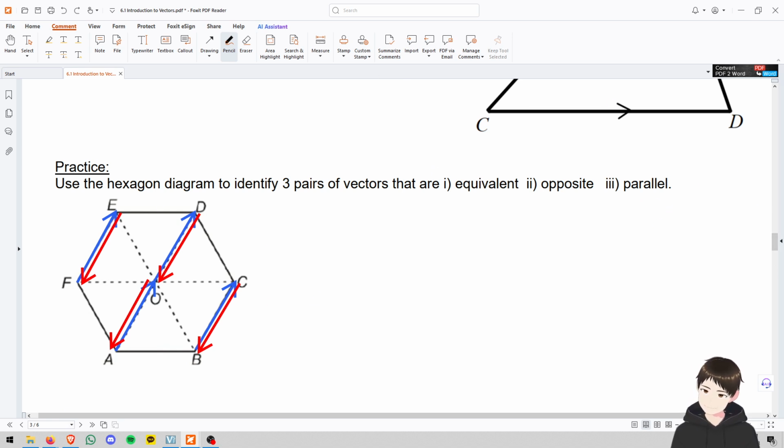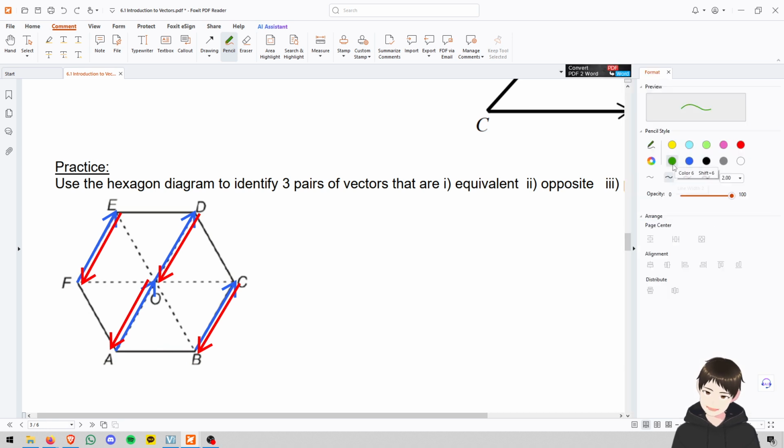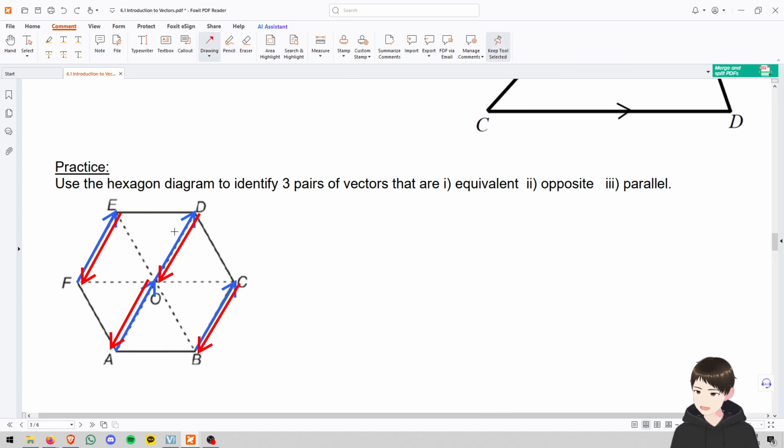But I have to add another layer to this. Remember what I just said? If they are parallel, magnitude won't matter. So I could say AD, which is twice as long as the others, is still parallel. And DA is also parallel to all the blues and greens, all the blues and reds. It doesn't matter what the magnitude is. Okay? And that does bring us to the end.